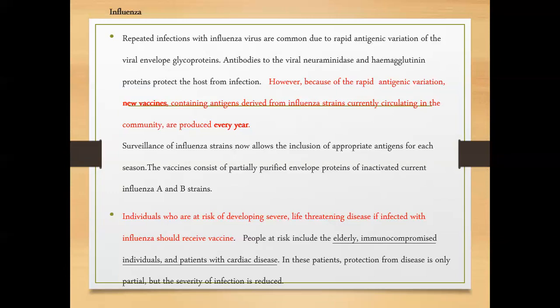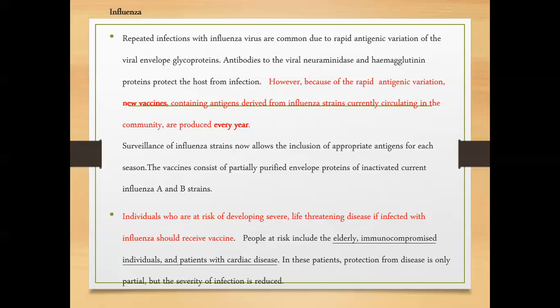The vaccines consist of partially purified envelope protein of inactivated current influenza A and B viruses. Means these vaccines are basically composed of the protein of inactivated current influenza A and B strains.